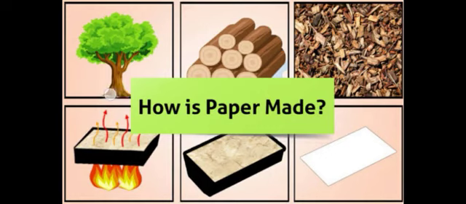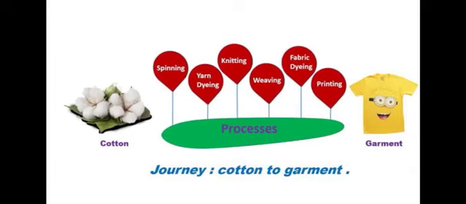Likewise, how do the cotton and textile industries work? First, we pluck the cotton from the plant, and after many processes like spinning, yarning, weaving, dyeing and printing, we get the cotton garment. So each and every industry has various inputs, processes, and outputs. For every industry it differs. If it is an iron and steel industry, it differs. If it is a textile industry, it differs.